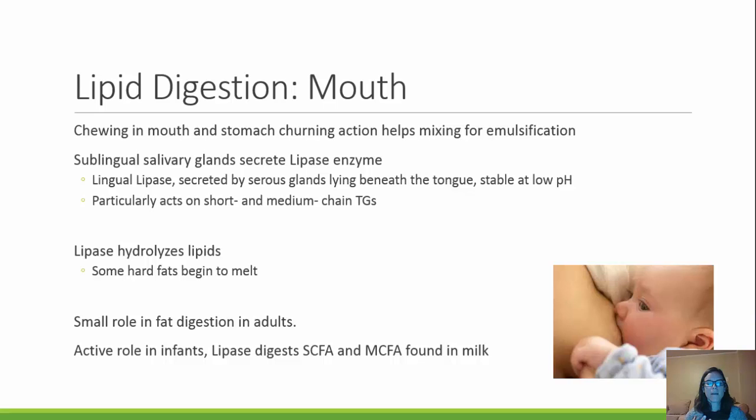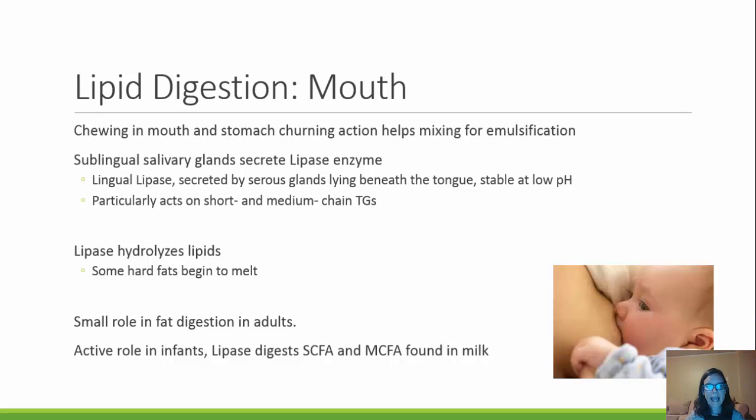So the main beginning of digestion of fats in our mouth is mechanical. And in our stomach is this chewing and churning, which helps emulsify the fats, even though they are insoluble in a watery solution. In our mouth, though, we also do have an enzyme secreted, which is lingual lipase.